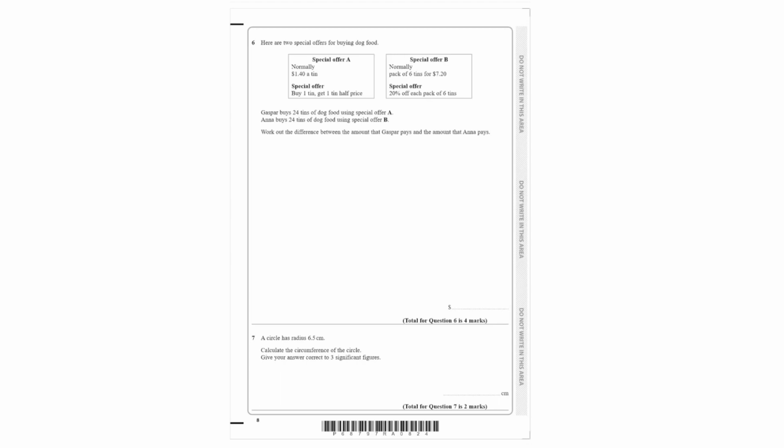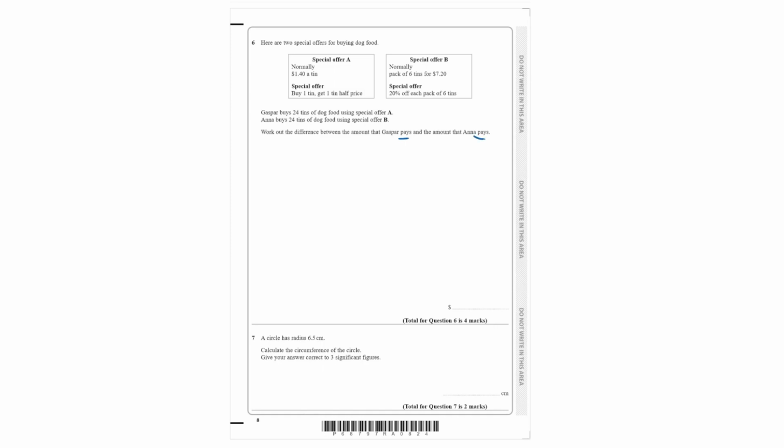Here are two special offers for buying dog food: special offer A and special offer B. Gaspar buys 24 tins of food using special offer A. Anna buys 24 tins of dog food using special offer B. Work out the difference between the amount that Gaspar pays and the amount that Anna pays.